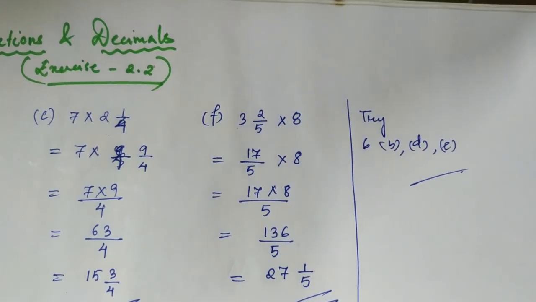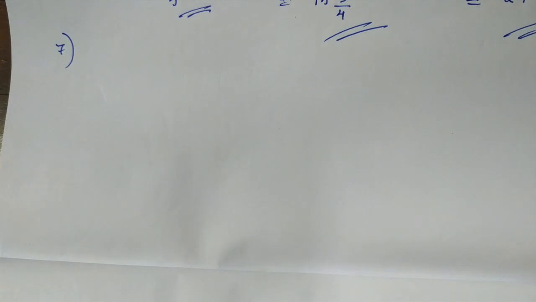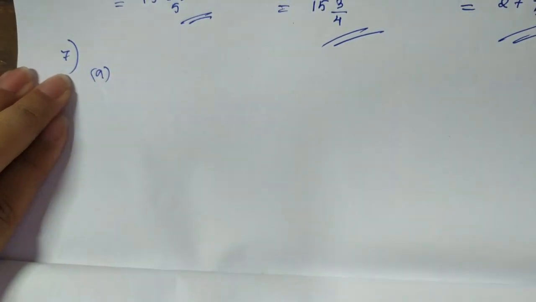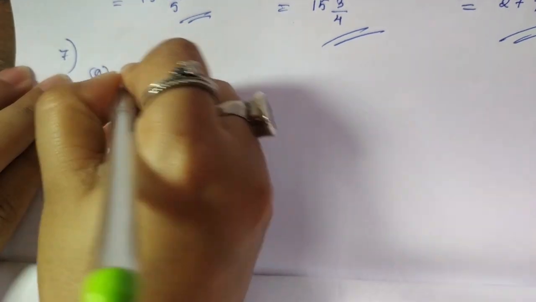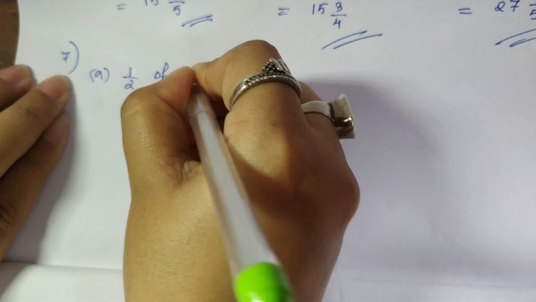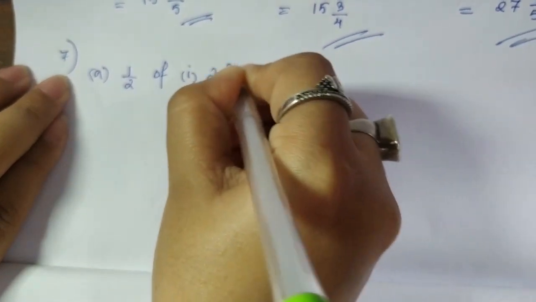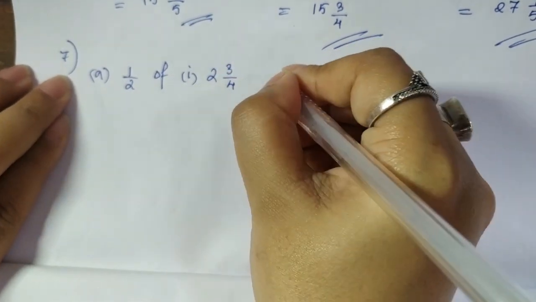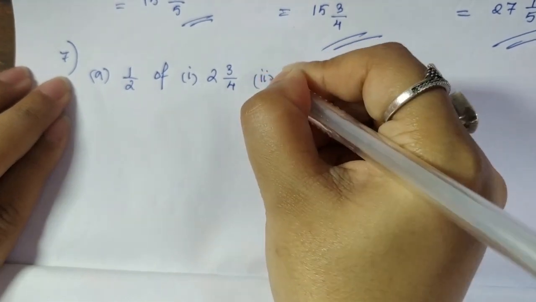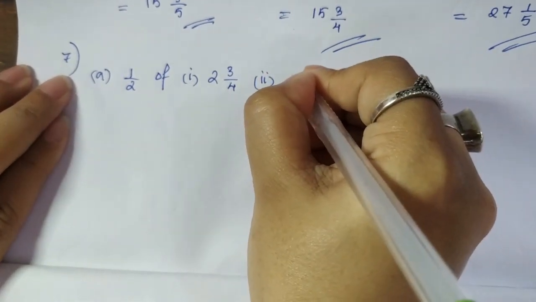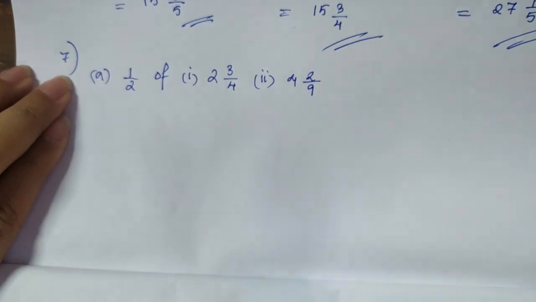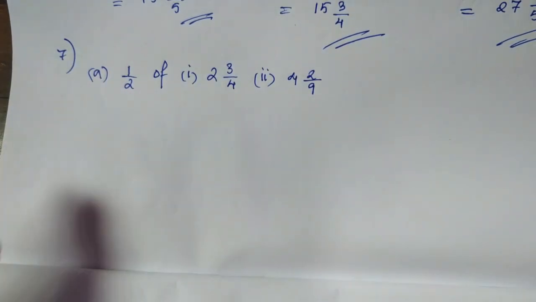Now we will move on to question number 7. In question number 7 it is given, find. There are two questions, A and B. Let's do A. In A, number 1 is given: 1 by 2 of 2 3 by 4, and there is number 2: 4 2 by 9. Now it is not mentioned whether to keep the answer as a mixed fraction or any fraction.